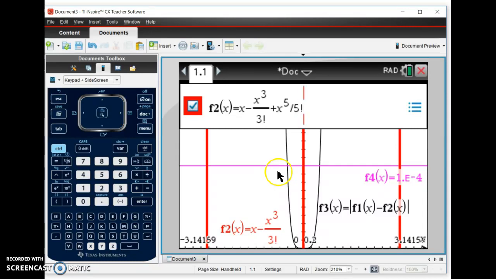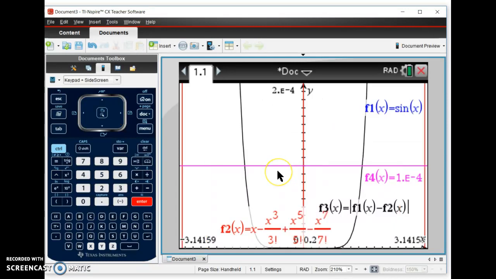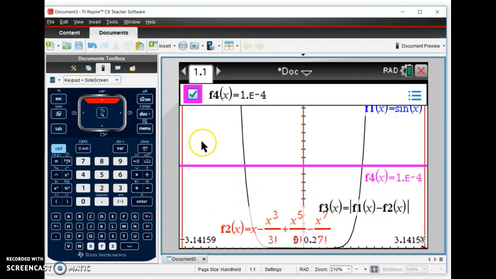And I feel like it's probably going to take more than just one more term, so I'm going to go ahead and make it into a 7th degree polynomial and take a look at it. So it's getting better. My error is below that line on a larger interval now, but it's not below that line from negative pi to pi, so I don't have enough terms. I need to add some more.